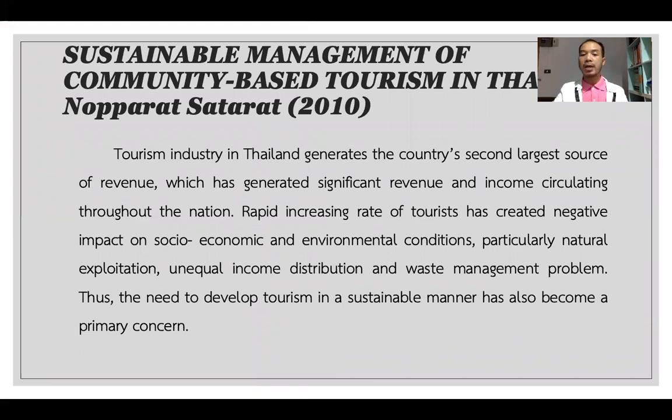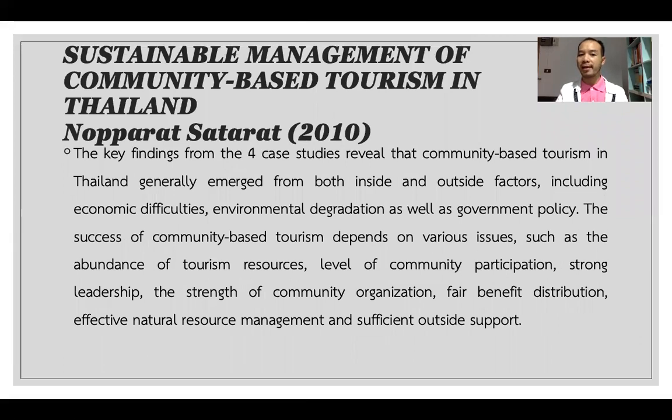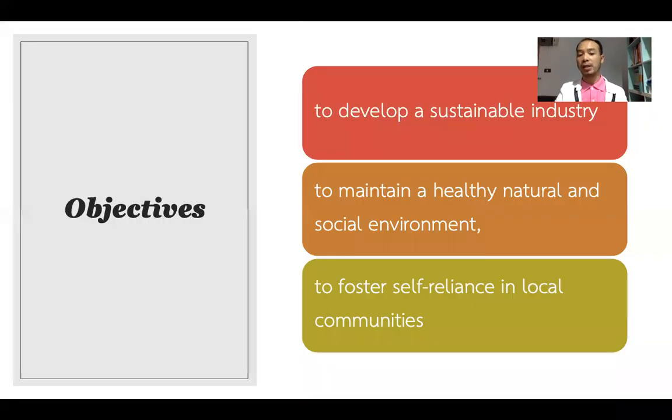for the abstract. You read all this abstract like this; I have seen 2 pages of abstract from Noparat Satarat. You have to quote what year and the full name of the thesis or research. Okay, and finally when I criticize it, analyze it, I can see the objectives of the research were first to develop a sustainable industry. Second, to maintain a healthy natural and social environment.